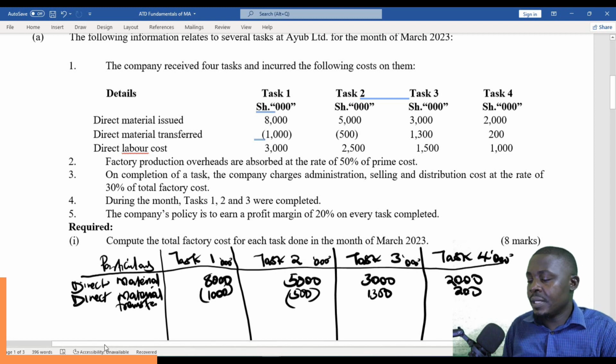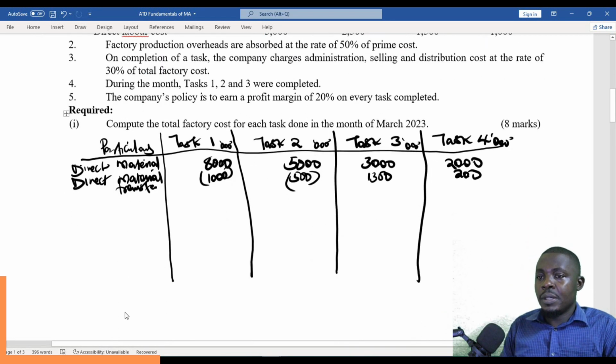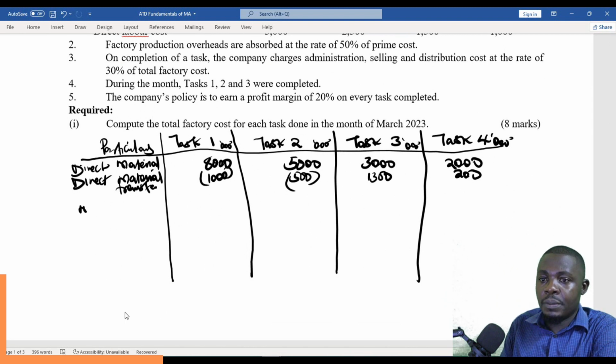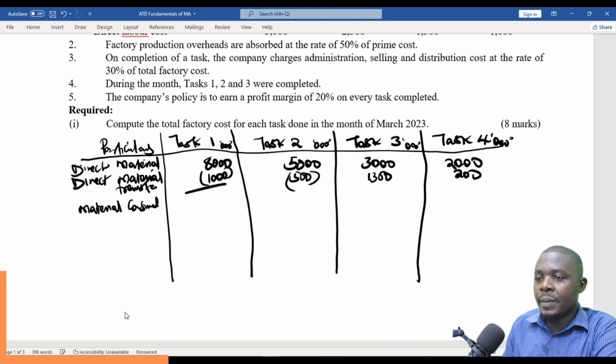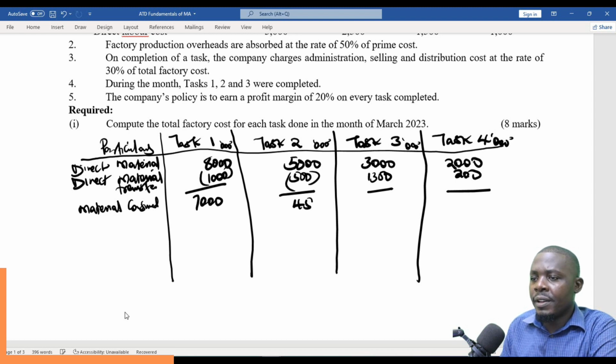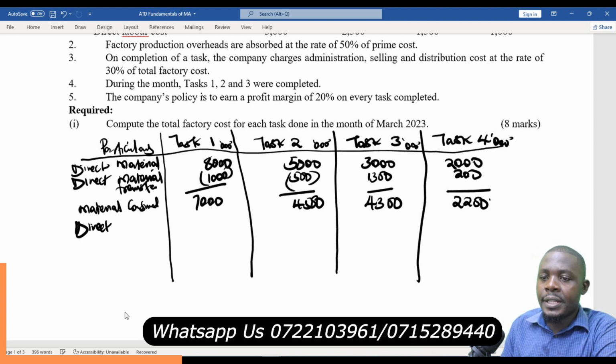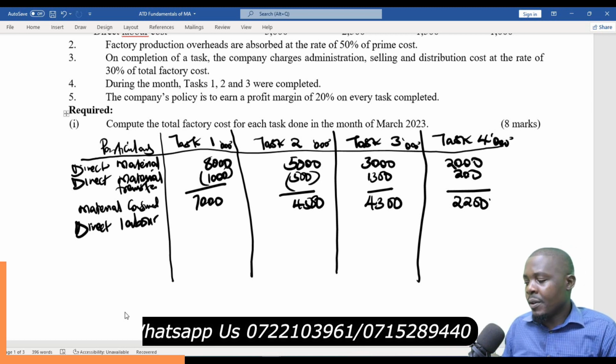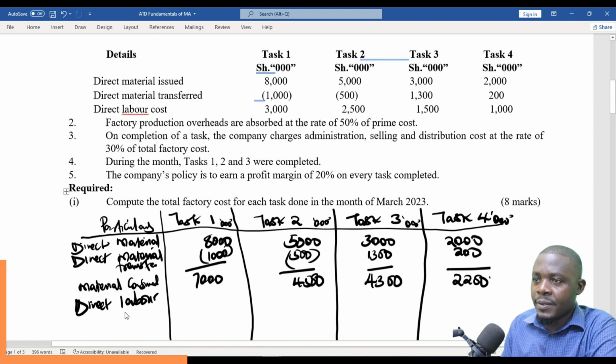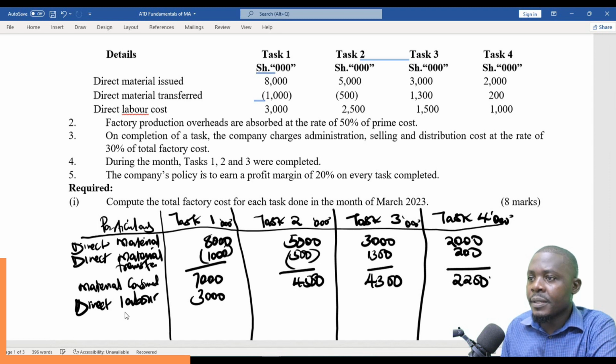Let's determine the material consumed. We subtract, whereby we get 7,000, 4,500, 4,300, and then 2,200. Then we are told we have direct labor. Let me scroll down. For task 1 it is 3,000, then 2,500, 1,500, then 1,000.